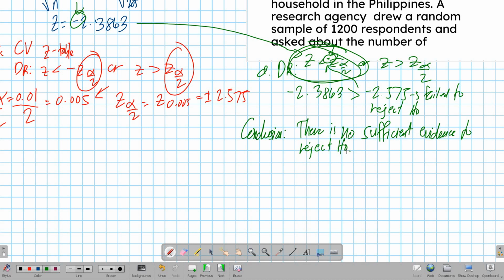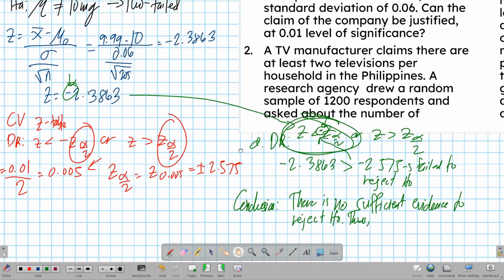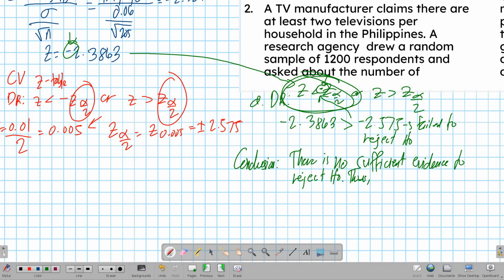The rejection rule serves as our evidence. The comparison of the test statistic and the critical value is the evidence. But since the test statistic is greater, we don't have enough evidence to reject H0. If the rejection rule was followed, we say there is. But since in this case it was not followed, we say there is no sufficient evidence to reject H0. Thus, we then say that the claim of the company is justifiable, that the mean amount of loratadine is 10 milligrams.